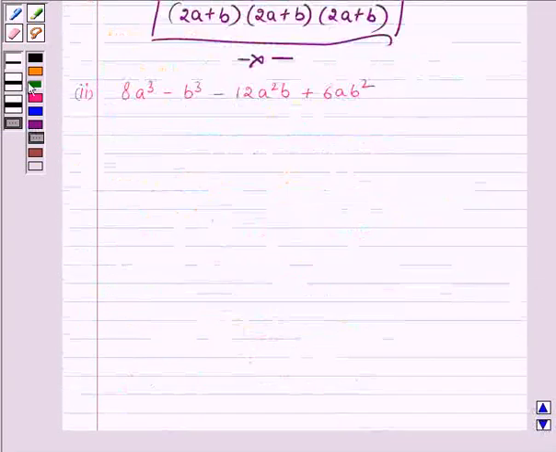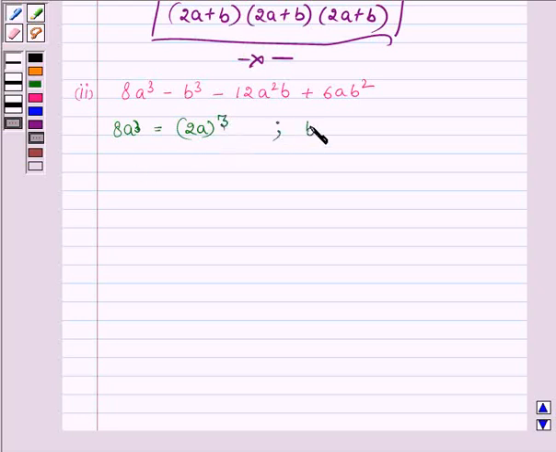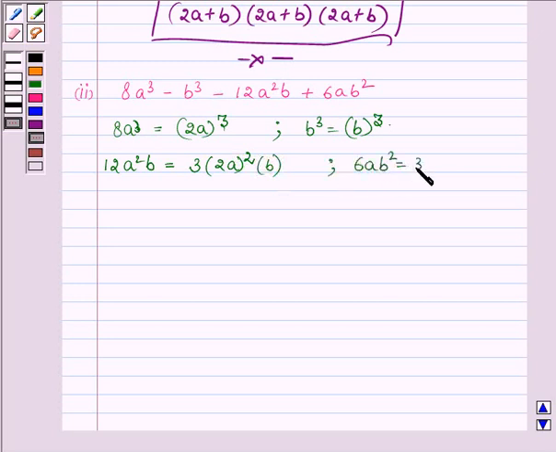Thus, starting with 8a whole cube, this can be written as 2a whole cube. V cube can be written as v whole cube. 12a square b can be written as 3 into u square, that is 2a whole square into b, and 6ab square can be written as 3 into 2a into b square.